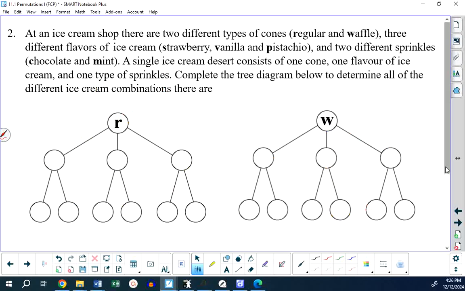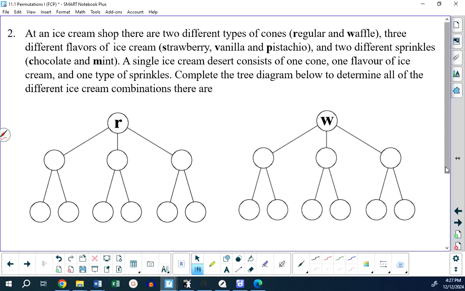The second part of the warm-up says that you have an ice cream shop in which there are two different types of cones that you can order. You can order what's called a regular cone or a waffle cone. They only have 3 flavors of ice cream, so it's probably not an ice cream shop, it's just an ice cream cart on a beach maybe in Sylvan Lake. And they have 3 different flavors of ice cream, strawberry, vanilla, and pistachio. And there are 2 types of sprinkles you can put on the ice cream, chocolate and mint.